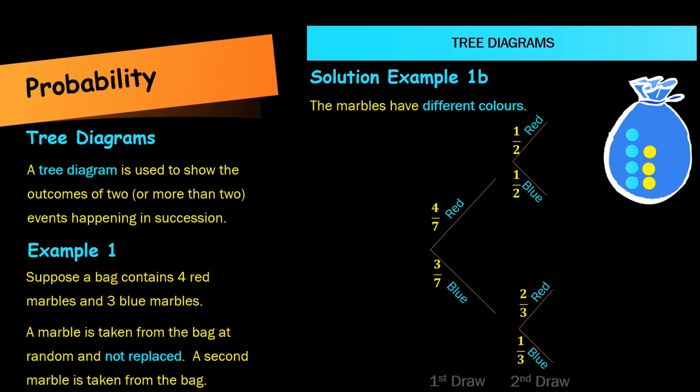And now for part B. Find the probability that the marbles have different colours. So how can this take place? We can either go red-blue or blue-red. So either this route, which is 4/7 times 1/2, or this route, which is 3/7 times 2/3.